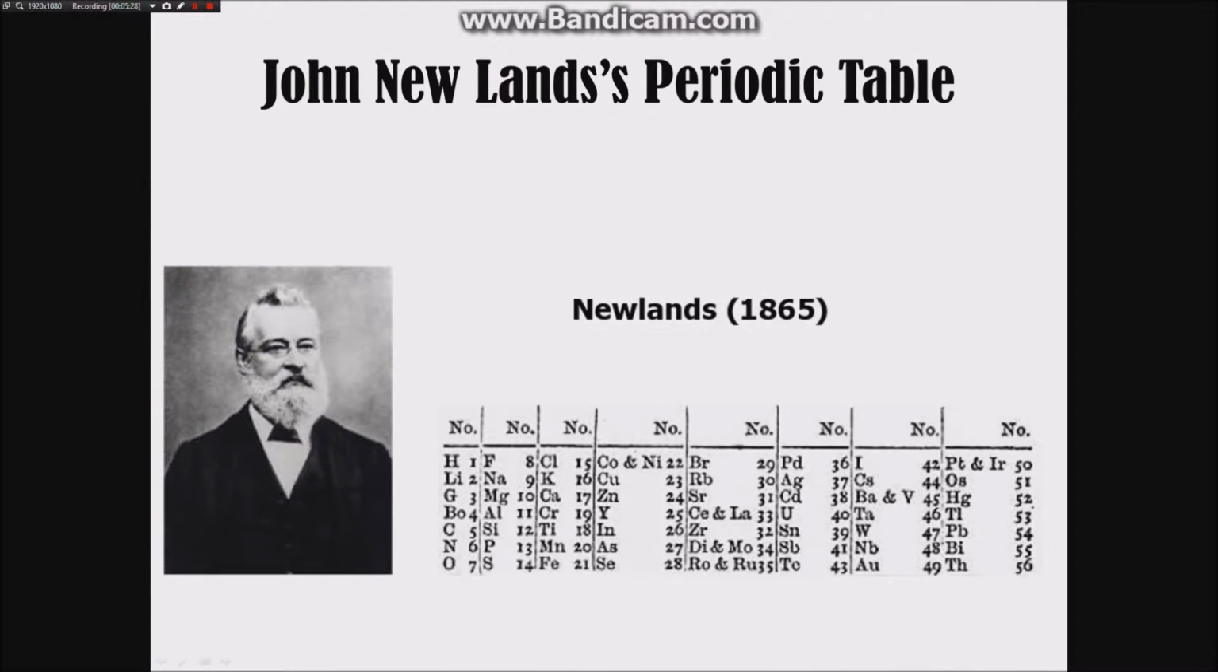Anyhow, going on, we will be seeing John Newlands' periodic table. And it's a lot simpler to read here. As you can see, it is in groups, going down columns. And it is really nice and easier to read, for me anyhow.